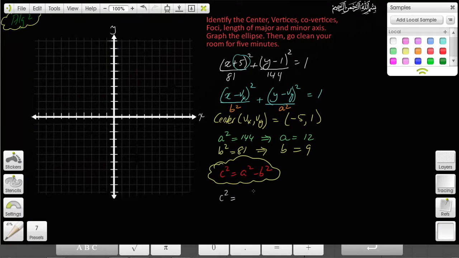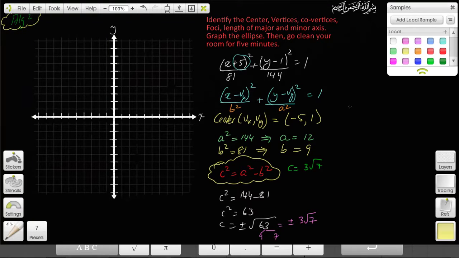Then we have c squared is a squared, which is 144, minus b squared, which is 81. So c squared is 63, and c is therefore plus or minus the square root of 63. Now 63 is 9 times 7, so you can simplify this, and this becomes plus or minus 3 square root of 7. So let's write this down, maybe over here. So c is 3 square root of 7.